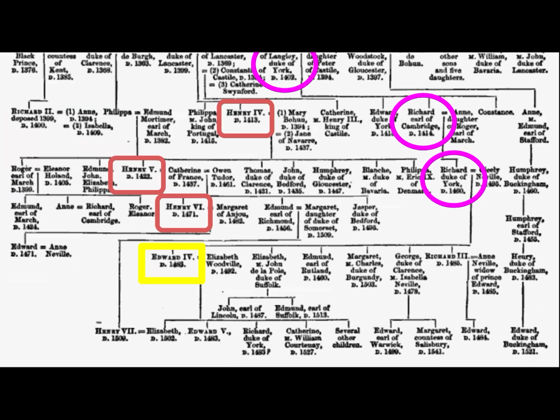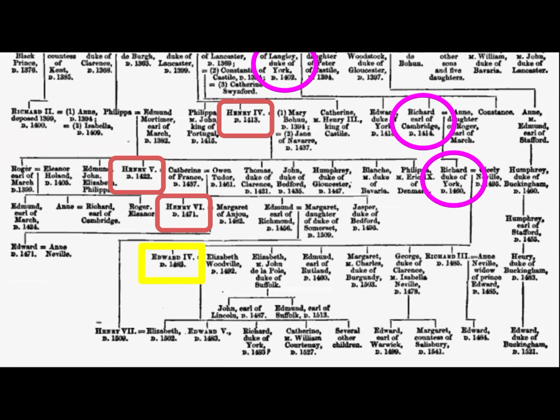Okay, all right. Now, the succession after Henry IV is also fairly straightforward. Henry IV goes to Henry V, goes to Henry VI. Okay. We get some problems coming in, however, at around this time.